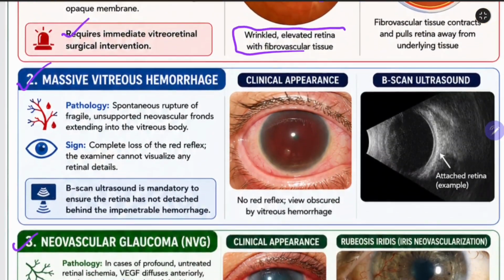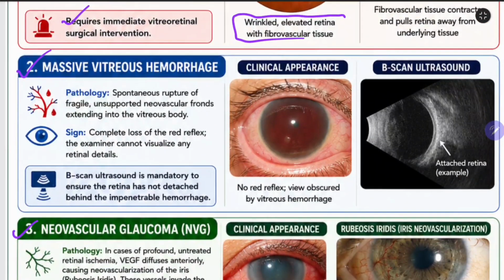Okay. So massive vitreous hemorrhage. The sign will be complete loss of red reflex. Remember, when you see through the fundoscope or ophthalmoscope, first you will see a red reflex there. So that red reflex you will not see in the fundoscope. So the loss of red reflex. The examiner cannot visualize any retinal details.